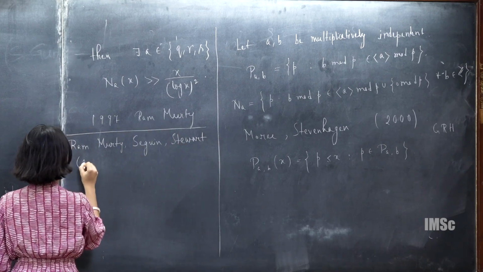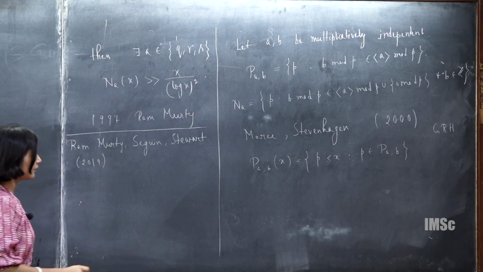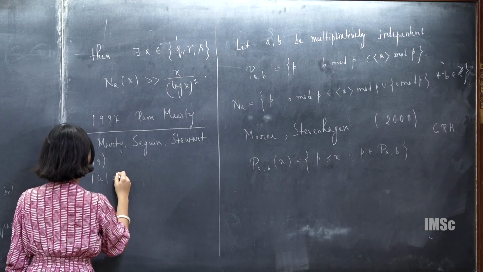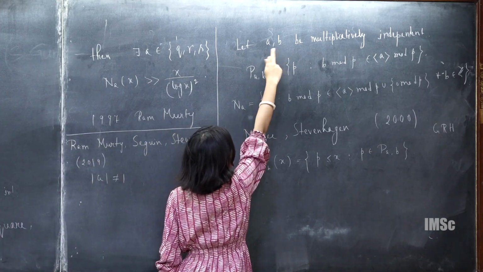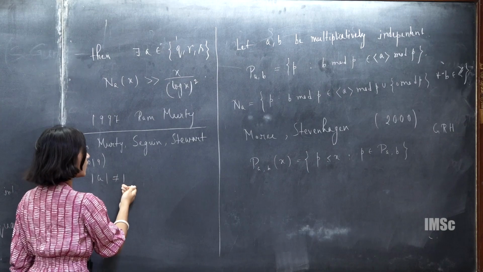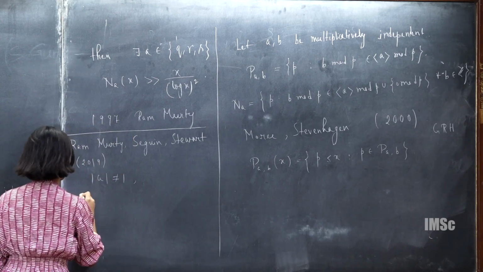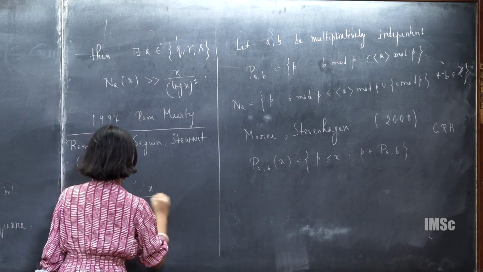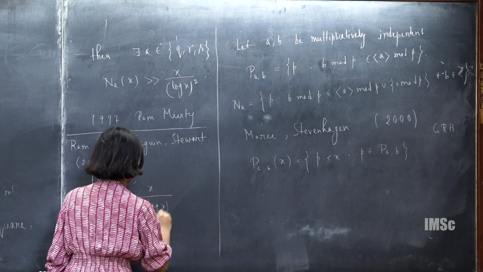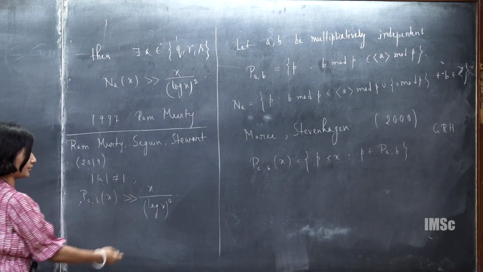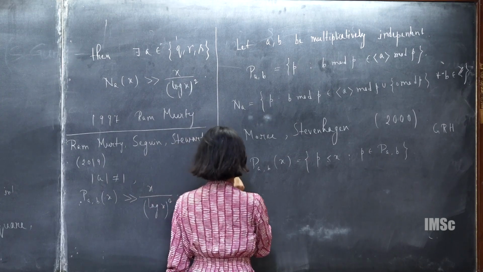In 2019, they gave a lower bound for P_{A,B}(x). I am starting with the assumption that A, B are multiplicatively independent, and with the additional assumption that the modulus is not 1, then they have given a lower bound of P_{A,B}(x) which is x by log squared x. In a recent work with Professor Ramurthy and Jyotsna Shivaraman, we could improve this lower bound. So our result says the following.